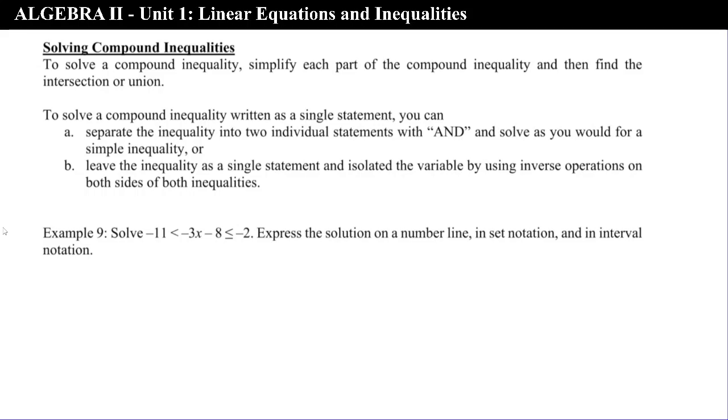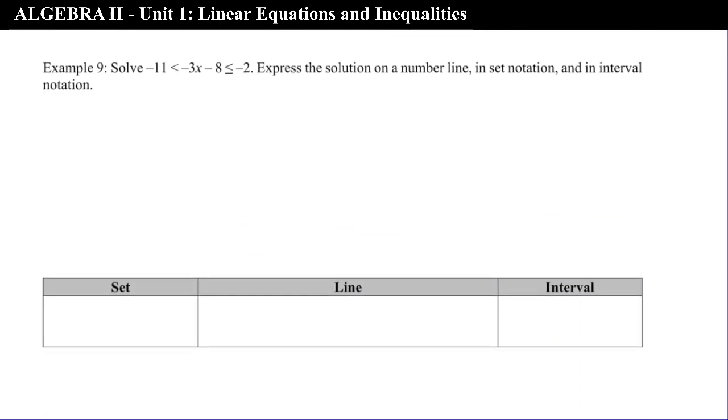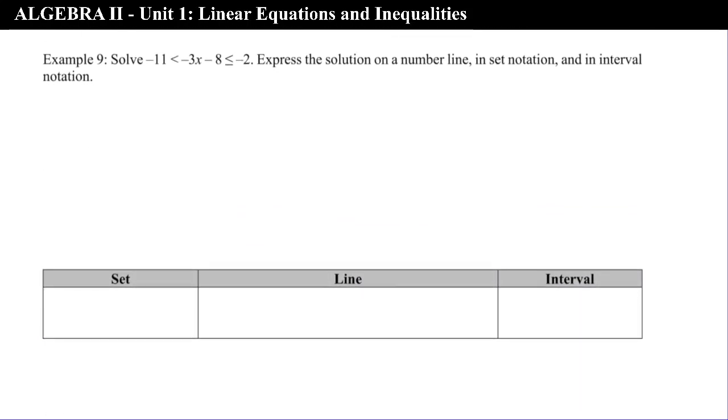And I only really recommend solving the inequality as a single statement if you have a variable in the middle. It gets a little messier when you have variables on the outsides. Okay? So in this first example, we have a variable in the middle, but not on the outsides. This is a compound inequality statement, and when you see a statement like this, this is always going to be an and statement.